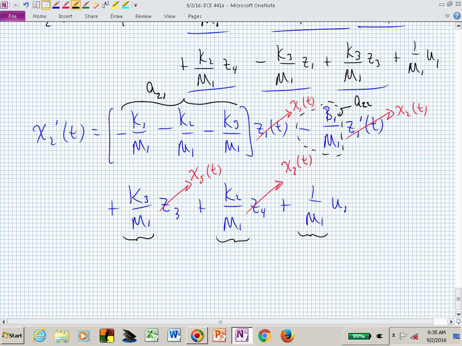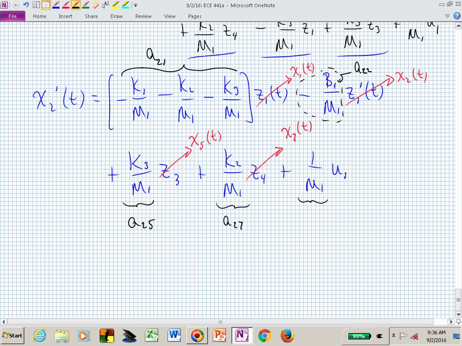The one scaling x5 is now A, second row, fifth column. It's A25. The next term is in the second row in the seventh column. What's the 1 over M1? Where does that belong? That's in the B matrix, and it's weighting U sub 1. It's going to be in the first column, and it's in the second row because it's in the x2 prime equation. This is now B sub 2, 1.